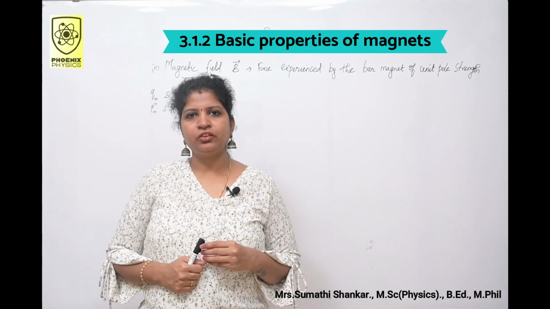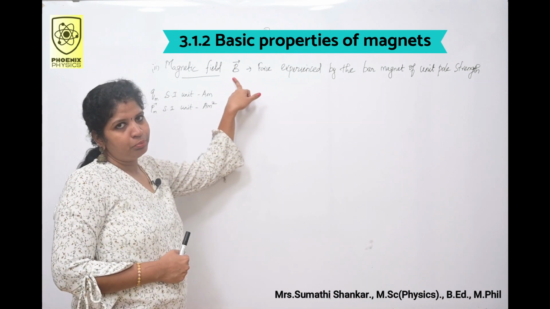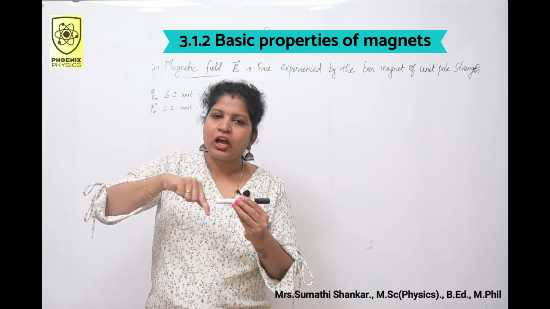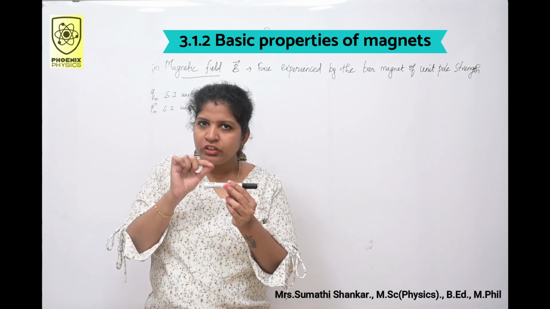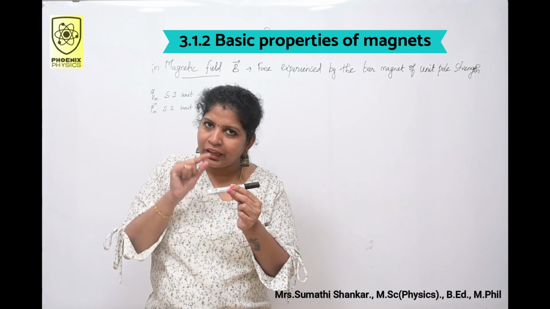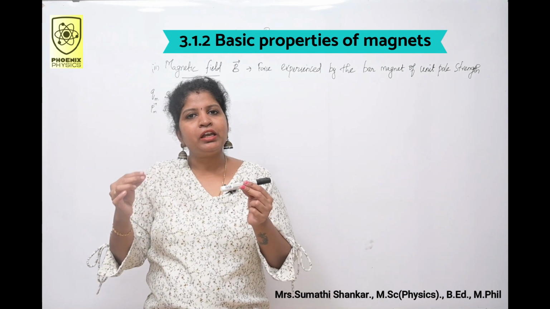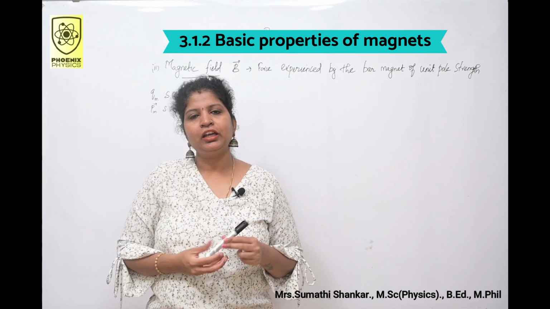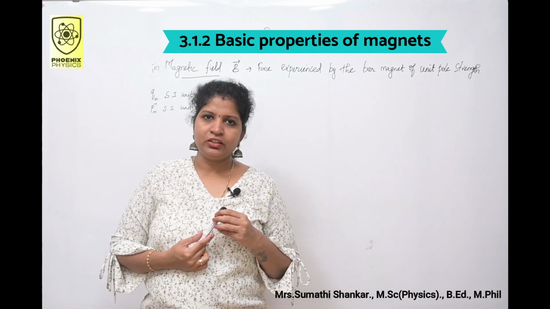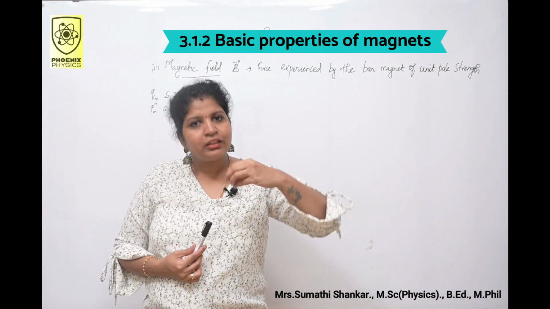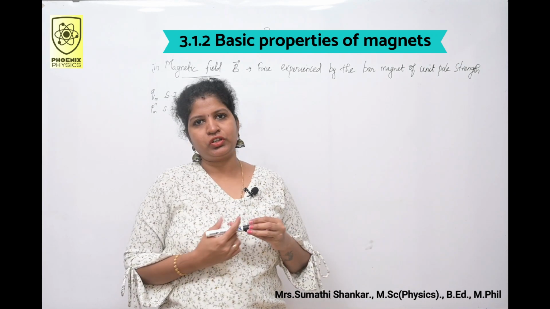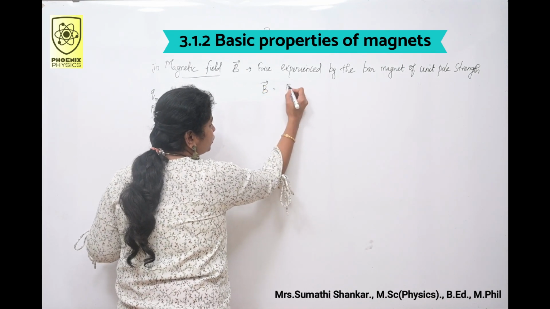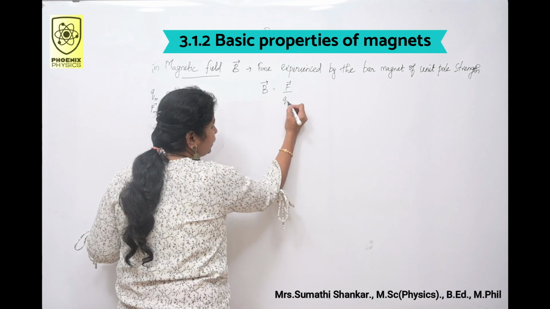Next one is magnetic field. It is denoted by the letter B. Magnetic field is the region or space around every magnet within which its influence can be felt by keeping another magnet in that region. Then how do you define magnetic field? Magnetic field is defined as force experienced by the bar magnet of unit pole strength. It is written as B vector is equal to F by Qm.